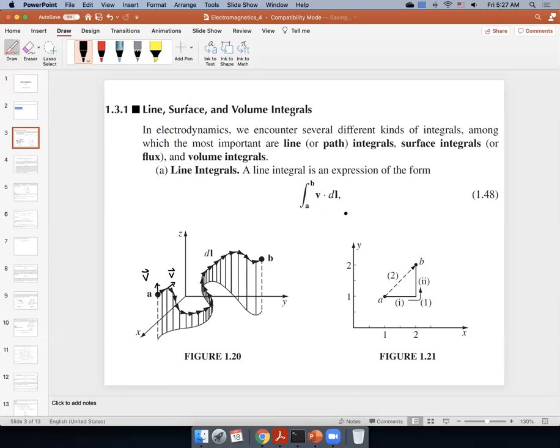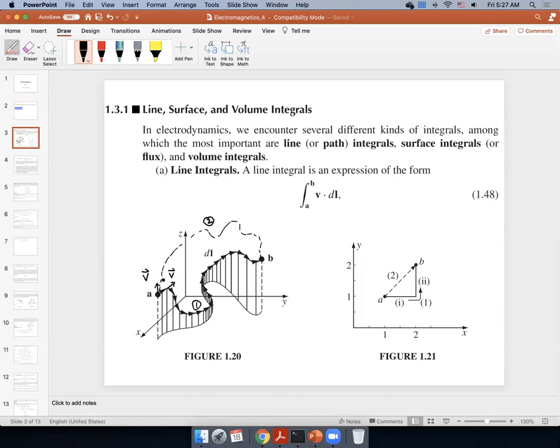And also keep in mind that from A to B, you may have infinite numbers of different paths. For example, you can have another path. I'll draw it in a dashed line. You can have another path. Let's say this is path 1. The dashed line I have drawn here is path 2. So you may have path 1, path 2. You may have many different paths for integral from A to B.